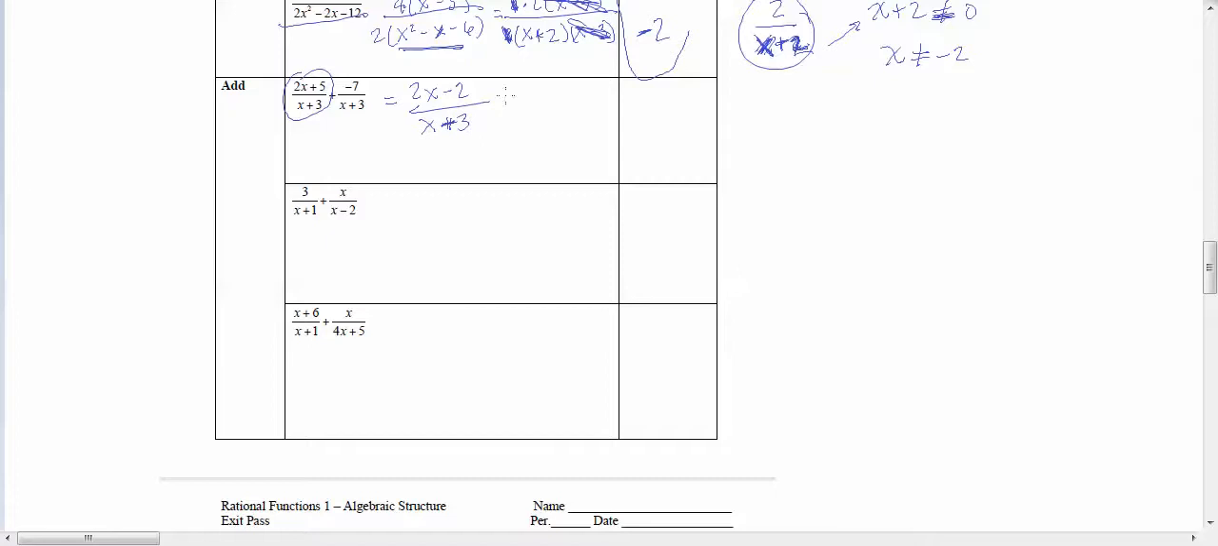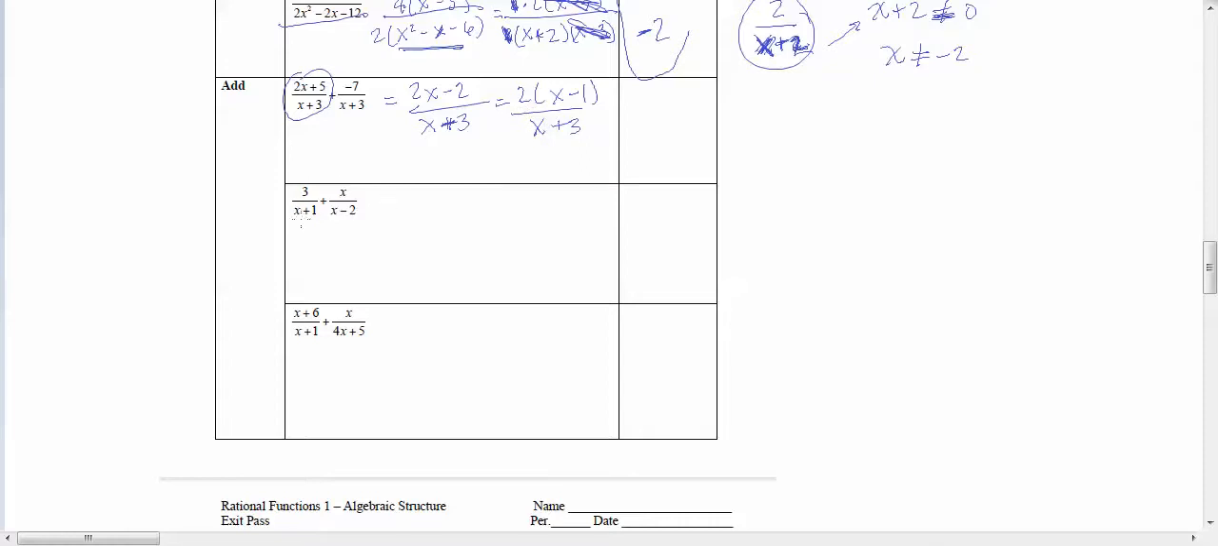At this point you can stop, or you can factor out the 2 and you have 2 times x minus 1 over x plus 3. But to be honest with you, that's an extra step because it's not needed. It would be cool if I could cancel something out from the top and the bottom, but I can't. So essentially I have to stop there.